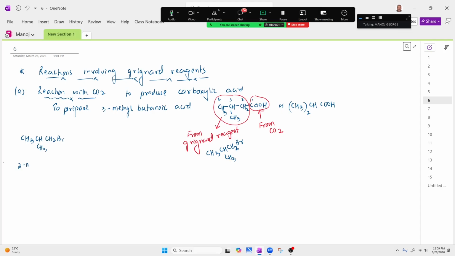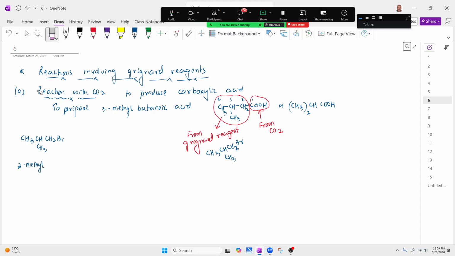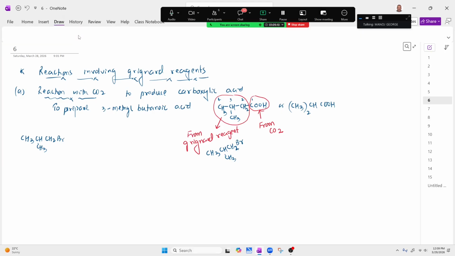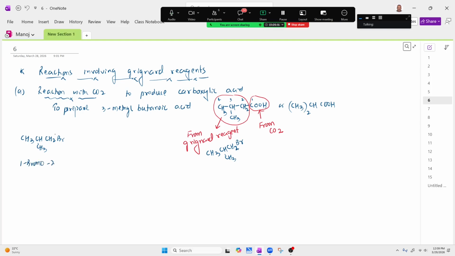This is, my dear children, 2 methyl. I'm sorry. This is 1 bromo because of alphabetical sequence now. So this is 1 bromo, 2 methyl propane.